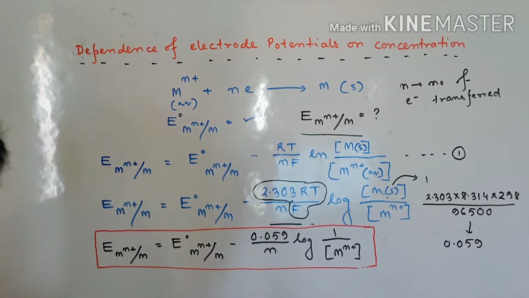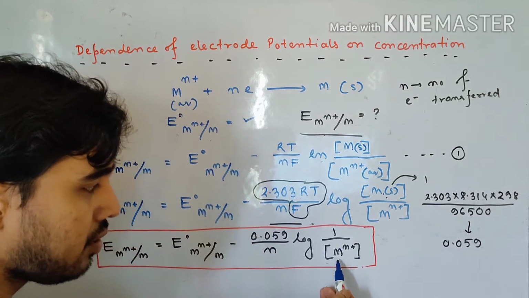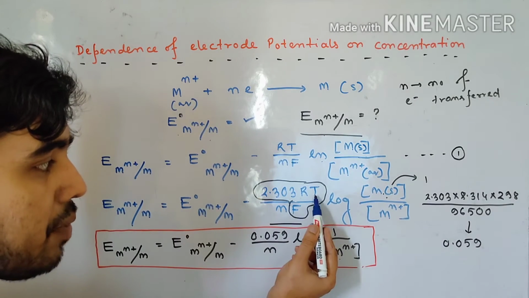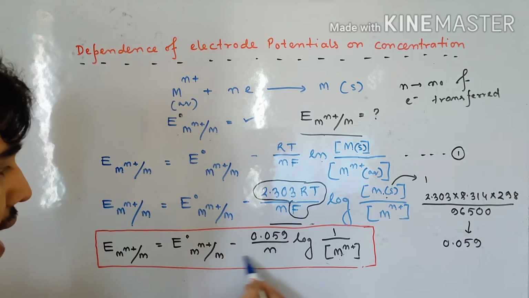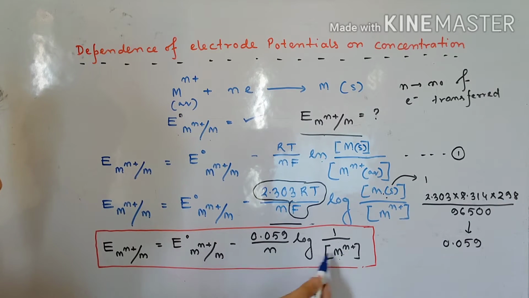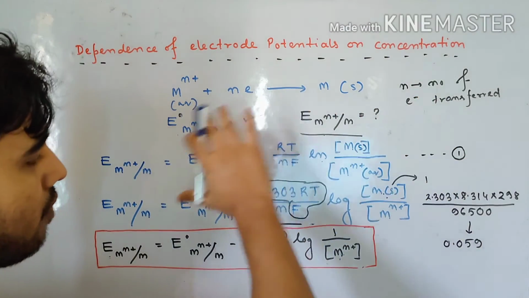Here you can see, very interestingly, the concentration of the solution is important. Temperature has already been inserted. So concentration and the electrode potential at standard state, both are playing roles. If you change the concentration, this ultimate value of E cell is going to be changing. So this is how it looks. This is the very well known Nernst equation. You write it down. I hope you have understood.